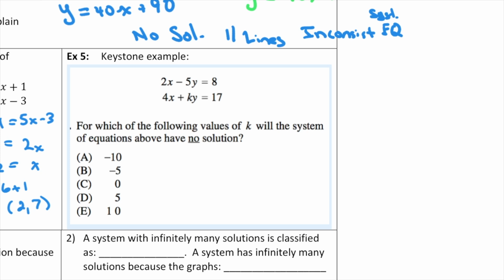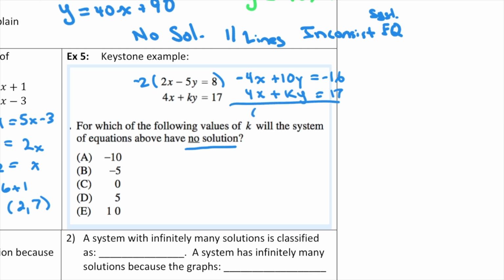Number 5, find the values of k for which the system will have no solution. All right, so if we have no solution, that means that when I try to combine these values, it's not going to make any sense. So I'm going to try to eliminate x's. I'm going to multiply by negative 2 in order to eliminate my x's. I get negative 4x plus 10y equals negative 16. Combine that with 4x plus ky, that's going to be equal to 17. So we know that 10 plus k times y has to be equal to 1.